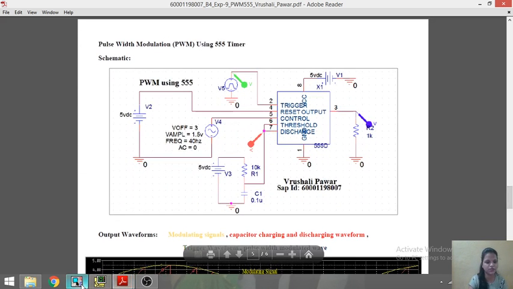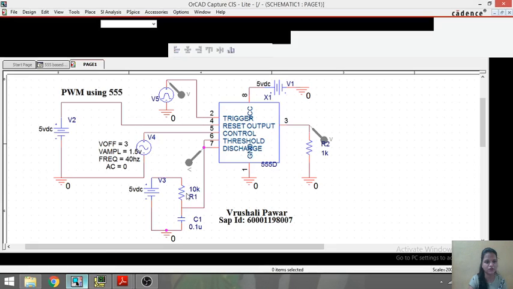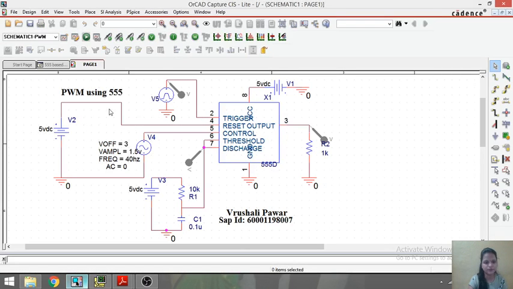So let us simulate this in the software. Go to the OrCAD software. Here I have already made the circuit for PWM using a 555 IC. Here is the 555 IC of 8 pins. Pin 8 is the VCC. We are giving 5 volt VDC to the VCC pin. Pin 1 is the ground. Then we are taking the output from pin 3 across the resistor, that is 1K.